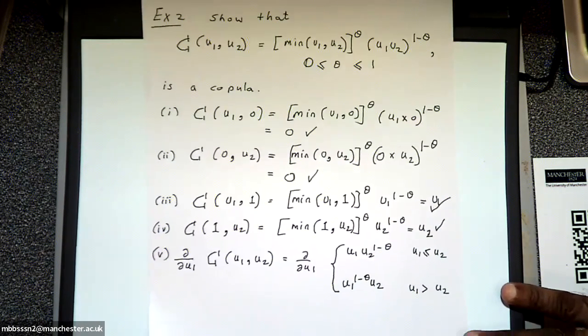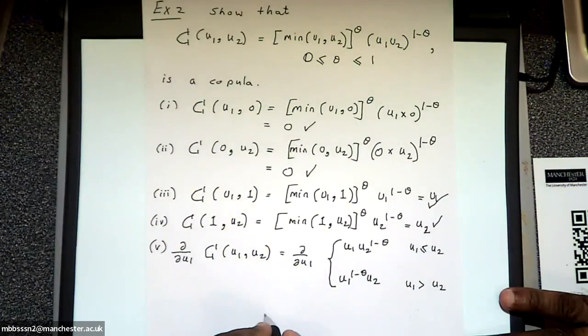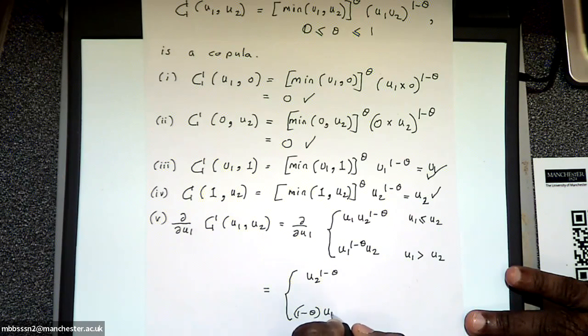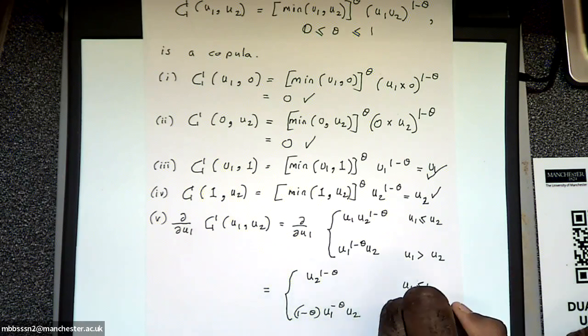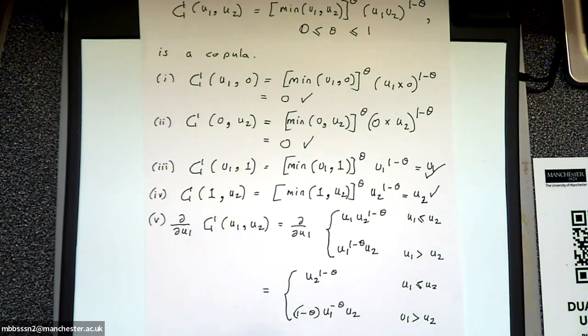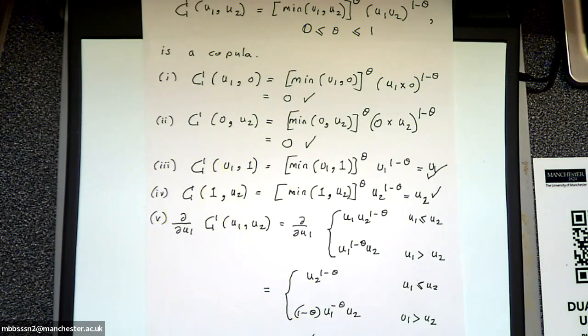Okay, so now you should do the partial derivative with respect to U1. You will get this, and you get this, right? Okay, and clearly this is non-negative, and so is this one, because theta is a number between 0 and 1. So this is greater than or equal to 0, and therefore condition 5 is satisfied.